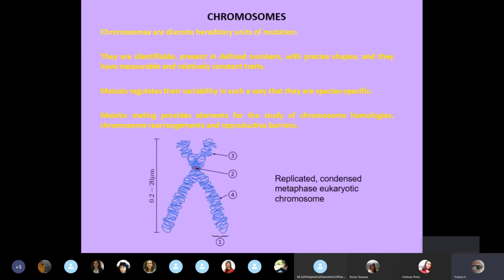So here we have a diagram of a typical chromosome where we see the main traits we study. This is a replicated condensed metaphase eukaryotic chromosome. And here the main traits are: 1, the chromatids; 2, the primary constriction or centromere; 3, the short arm of the chromatid; and 4, the long arm.